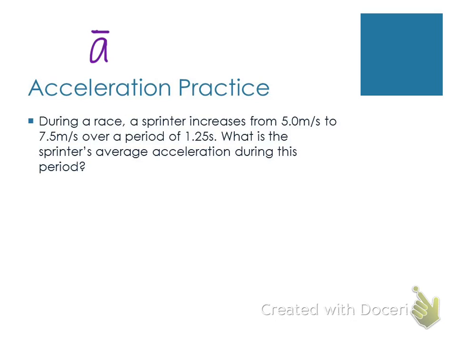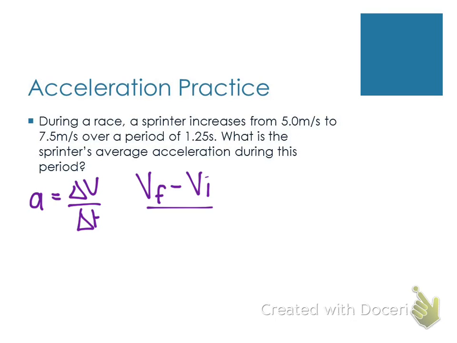So let's go ahead and start picking out our variables here. Okay. Acceleration equals change in velocity over change in time, which means final velocity minus initial velocity over time. Okay? So V sub F, that stands for final. V sub I, that stands for initial. Okay, anytime we have that subscript, it gives us a clue as to what that variable is talking about. So velocity final minus velocity initial.